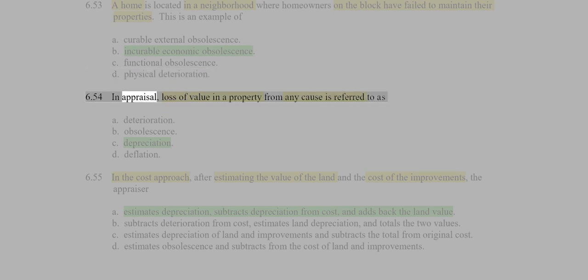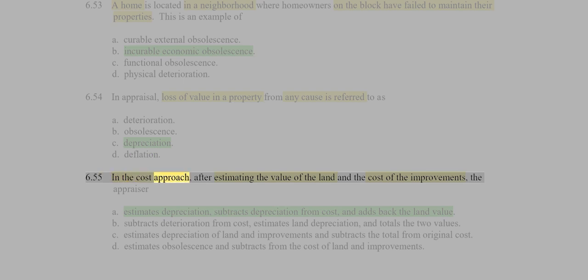6.54 In appraisal, loss of value in a property from any cause is referred to as A. Deterioration. B. Obsolescence. C. Depreciation. D. Deflation.